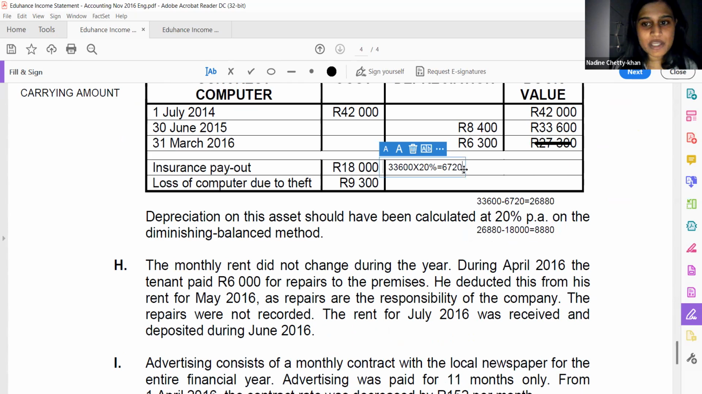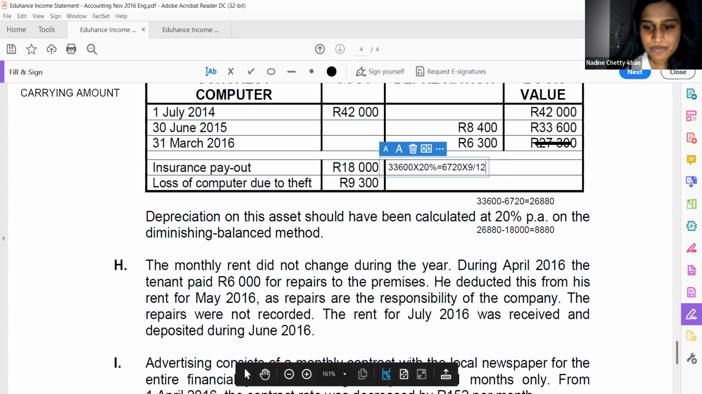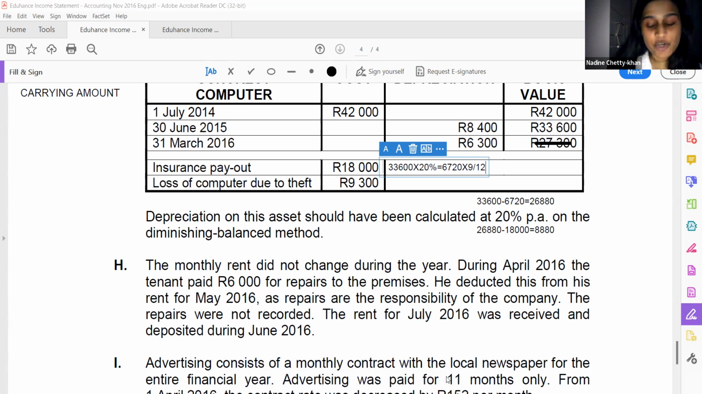What must you do? You must apportion it. If it got stolen in March, that means it got stolen 9 months into the year. So we only had it for 9 months in the year before it got stolen. So we need to multiply that depreciation by 9 out of 12. And what will that give us? So we're going to take 6,720 times 9 over 12, which is 5,040.